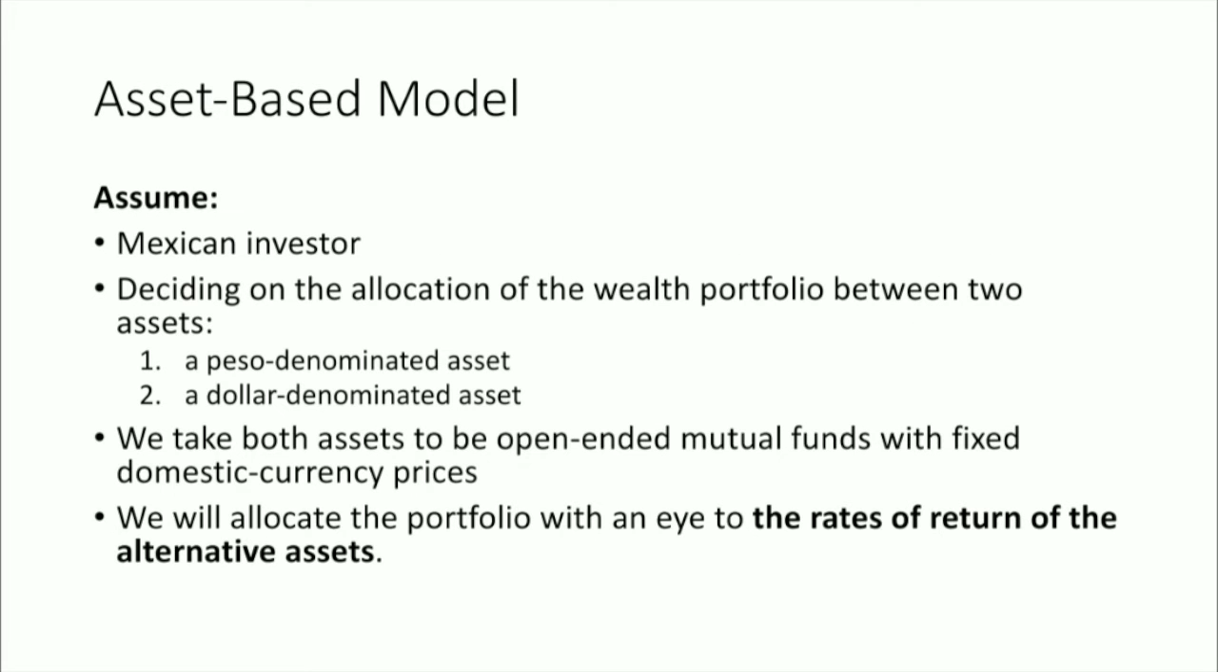Alright, in order to learn about this further, we're going to assume ourselves to be a Mexican investor, and we're going to decide on the allocation of the wealth portfolio between two assets. The first one, a peso denominated asset, and the second one being a dollar denominated asset. And we will be taking both assets to be open-ended mutual funds with fixed domestic currency prices, and also we're going to be focusing on the rates of return between these two alternative assets.